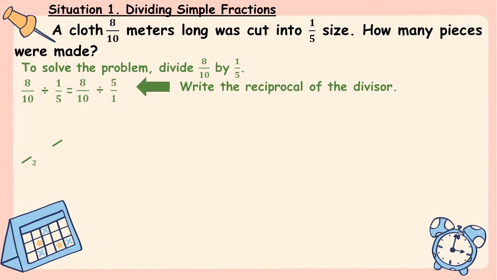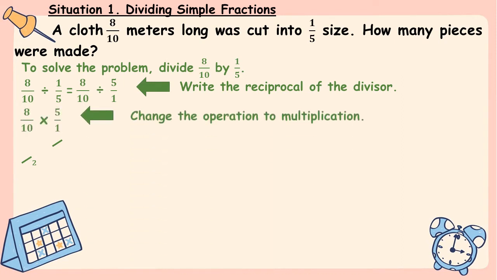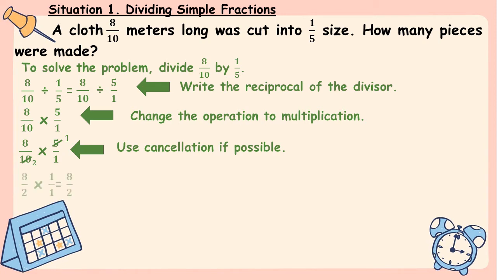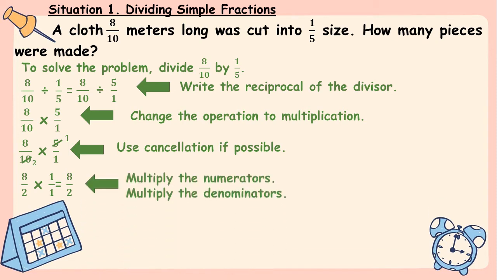So 1/5 becomes 5/1. Then you have to change the operation to multiplication. So it becomes 810 times 5/1. And now you can use cancellation if possible. We cancel out 5 and 10. So we have 81/2 times 1/1, or it is equal to 8/2, because you just need to multiply the numerators and the denominators. Then the final answer will be 8/2 or 4.